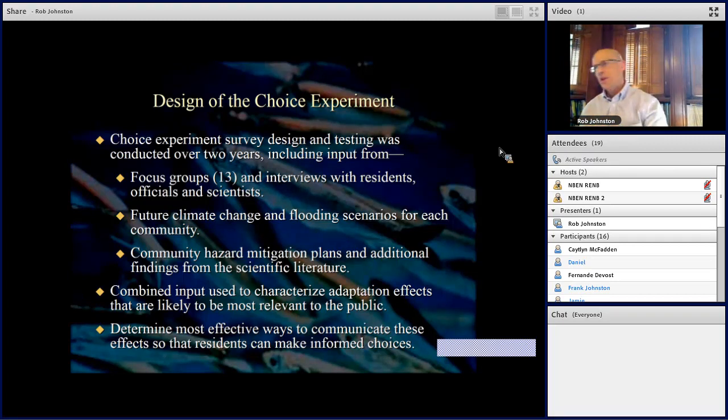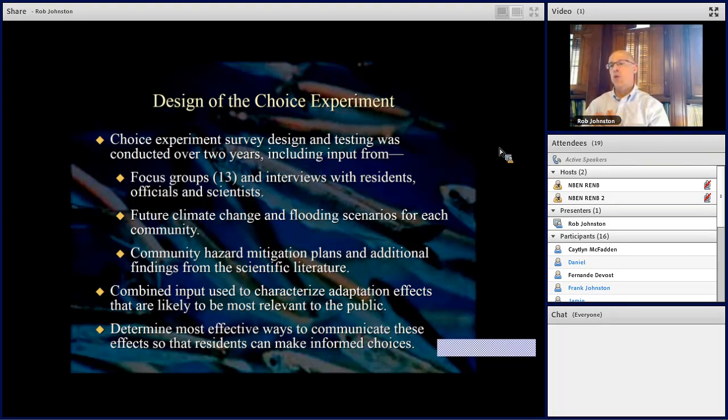You go back and you do it again and again for a few years until finally you get it right, until people understand the questions, they're making the trade-offs that reflect their values, people are understanding those scenarios, what you present to them, in the same way that experts and scientists are.